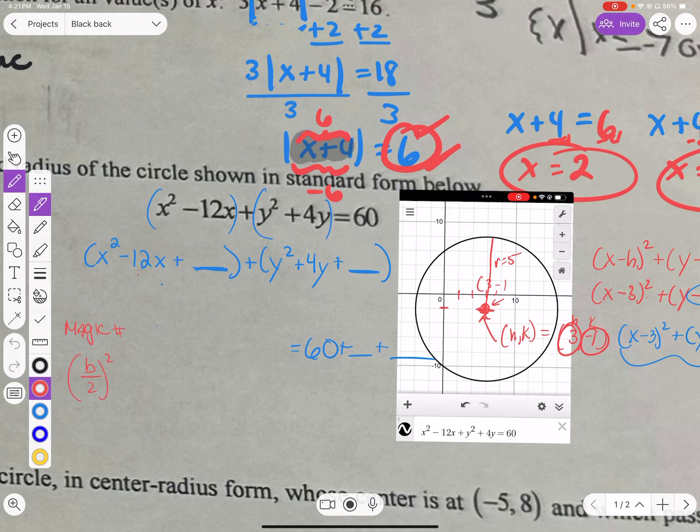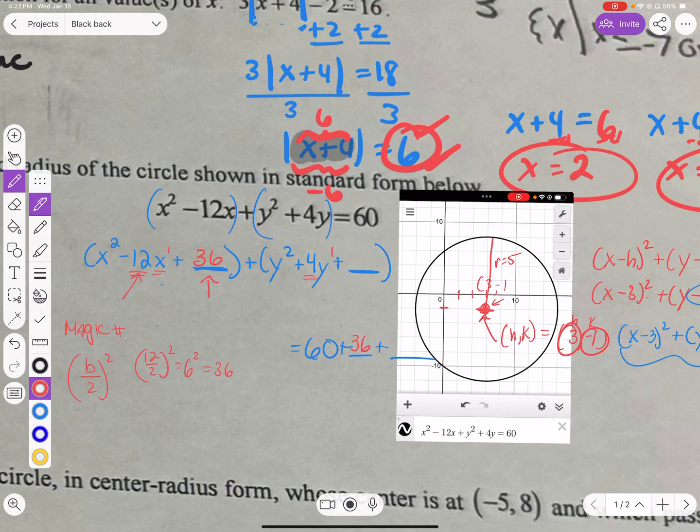So b, remember, is the coefficient of the linear term, the term to the first power. In the first equation, it's a 12. In the second equation, it's the 4. So I'm going to find this magic number. I'm going to take that 12, divide it by 2, and square it. 12 divided by 2 is 6. 6 squared is 36. And I'm going to add that 36 right there, and then over on the right side of my equation, add 36.